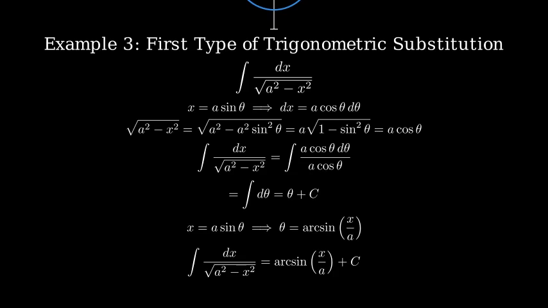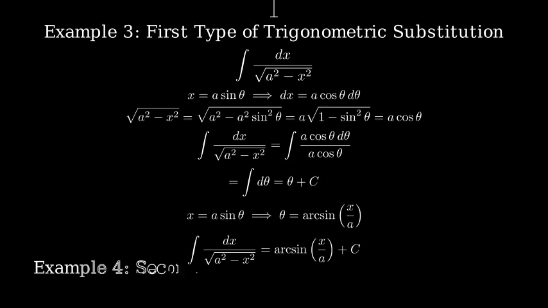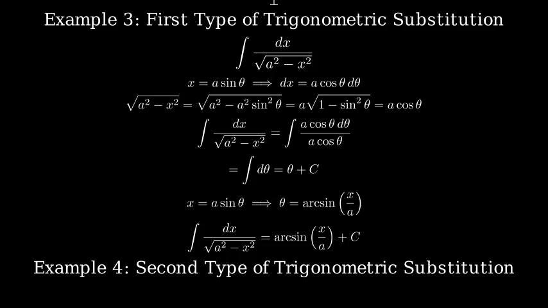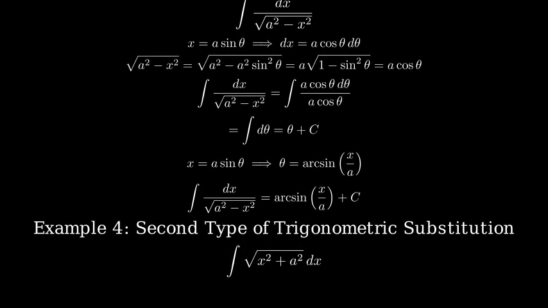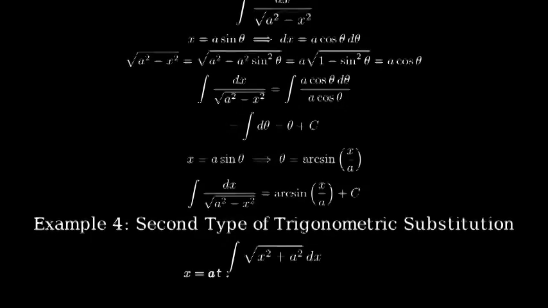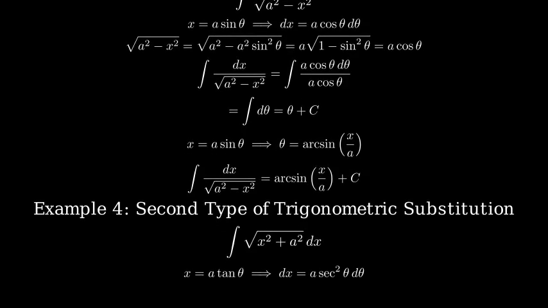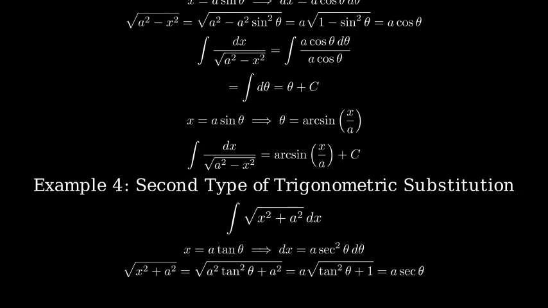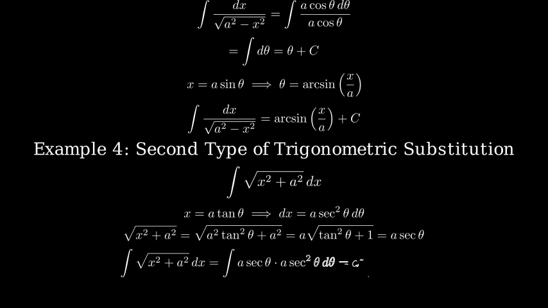Now, let's explore an example of our second type of substitution. Consider the integral of the square root of x squared plus a squared dx. We'll use the substitution x equals a tangent theta. This gives us dx equals a secant squared theta d theta. The radical transforms as follows. The square root of x squared plus a squared becomes the square root of a squared tangent squared theta plus a squared, which simplifies to a times the square root of tangent squared theta plus 1, which is a times secant theta. Substituting into our integral, we get the integral of a secant theta times a secant squared theta d theta, which is a squared times the integral of secant cubed theta d theta.